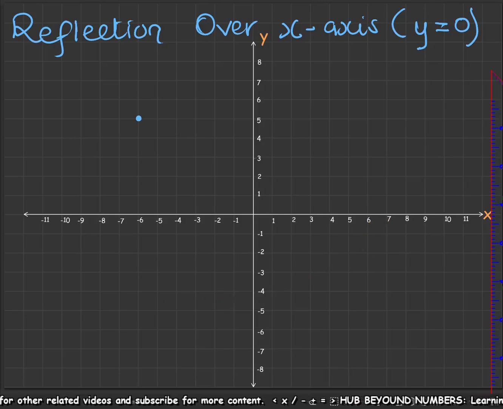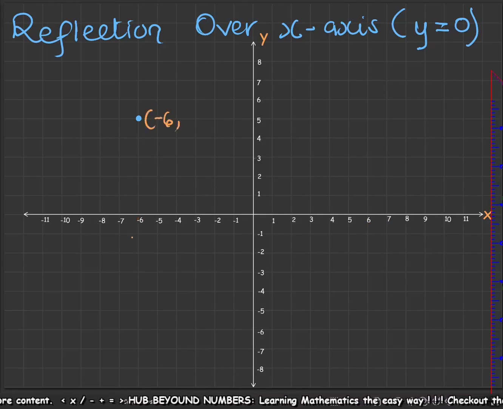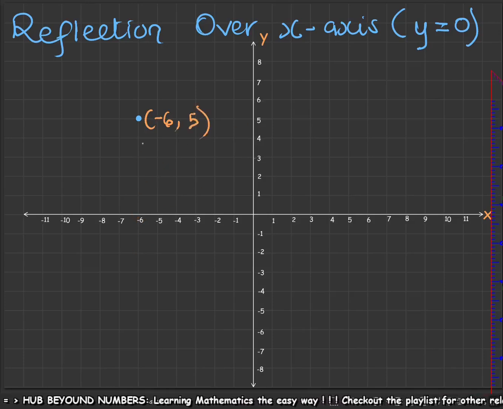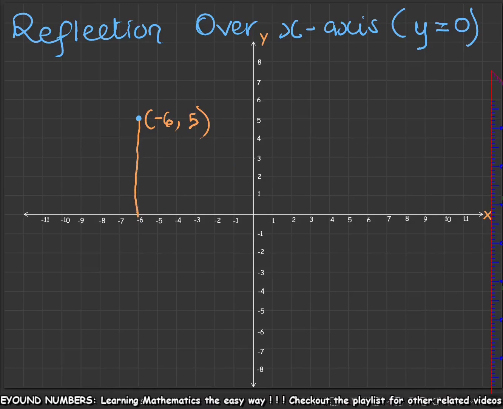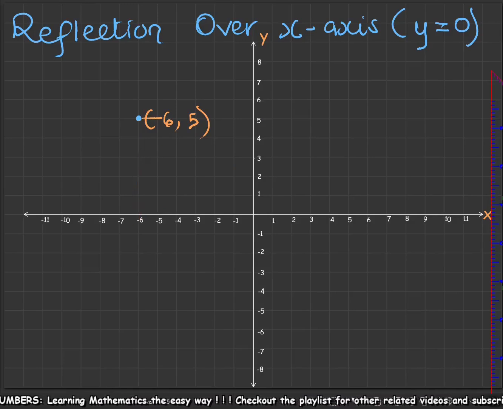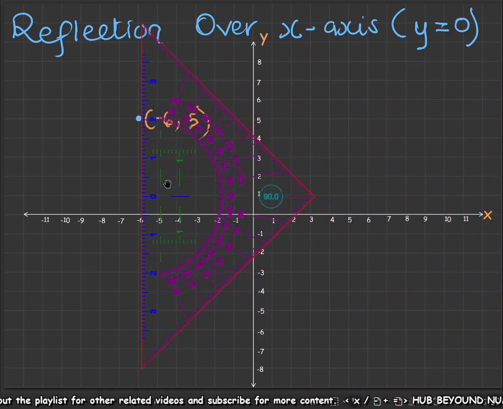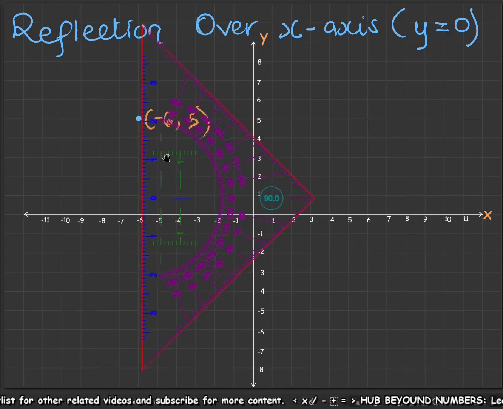So using the ruler, let's look at this point over here. The coordinate of this point is -6 and 5, because it's on x equals -6, and it is on y equals 5. So to reflect using our ruler, we are going to take our ruler and put it on the point. So this is our point here. We are going to put it on the point.